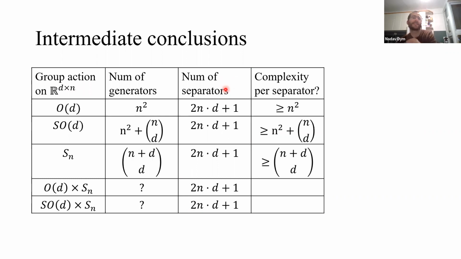In terms of the complexity of actually computing each separator, maybe right now we're not doing much better. Because we had to compute all the generators, and if you want to count how much it would cost to compute a separator by linear projection, the projection itself will cost on the order of the number of generators. So the complexity is certainly larger than this number.